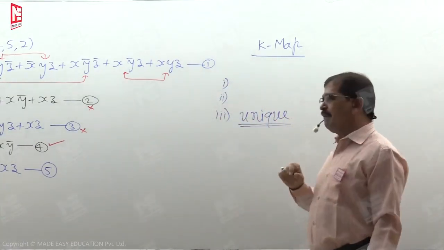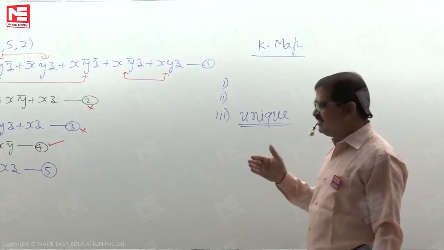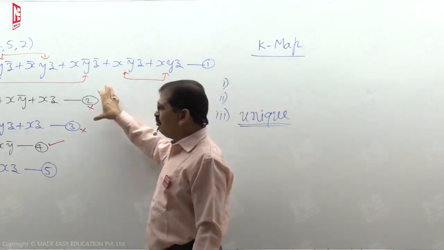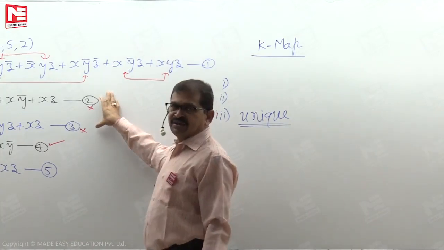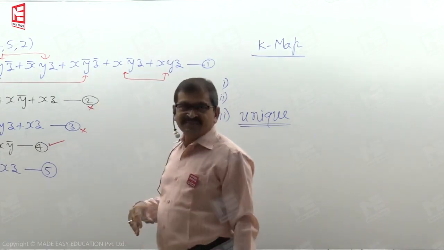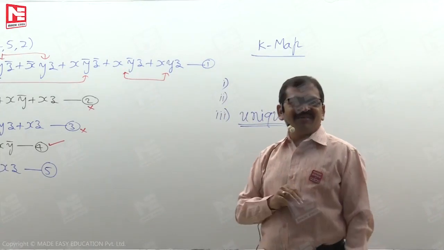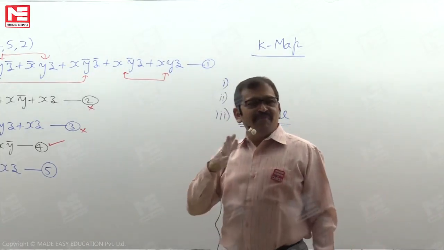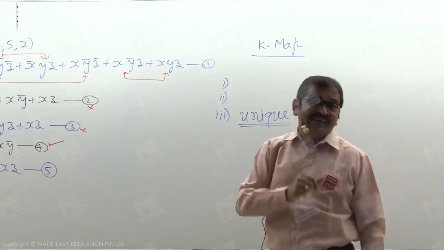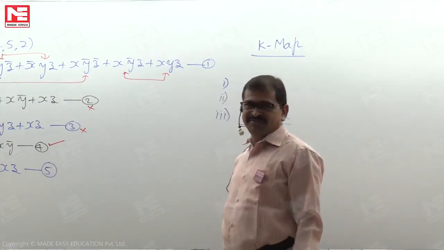Second observation: all irredundant expressions may not be minimal. That is right. Equations 2 and 3 are both irredundant expressions, but they are not minimal expressions. So every irredundant expression may not be minimal, but the opposite is true. Every minimal expression must be an irredundant expression, but every irredundant expression is not guaranteed to be a minimal expression.